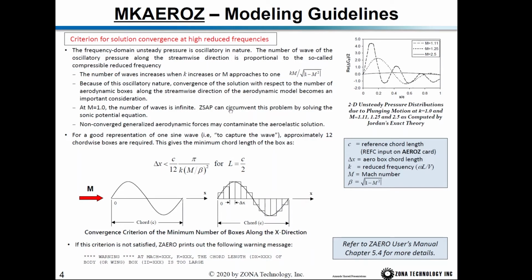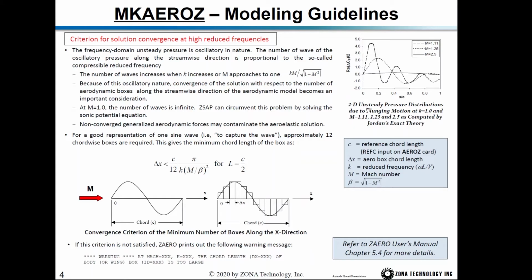And the modeling guideline of the MK card is that the frequency domain unsteady pressure is oscillatory in nature. The number of waves of the oscillatory pressure along the streamwise direction is proportional to the so-called compressible reduced frequency, which is the reduced frequency times Mach number divided by square root of 1 minus M squared. So you can see this compressible frequency increases rapidly when the Mach number approaches 1. So the number of waves increases when k increases or Mach number approaches 1.